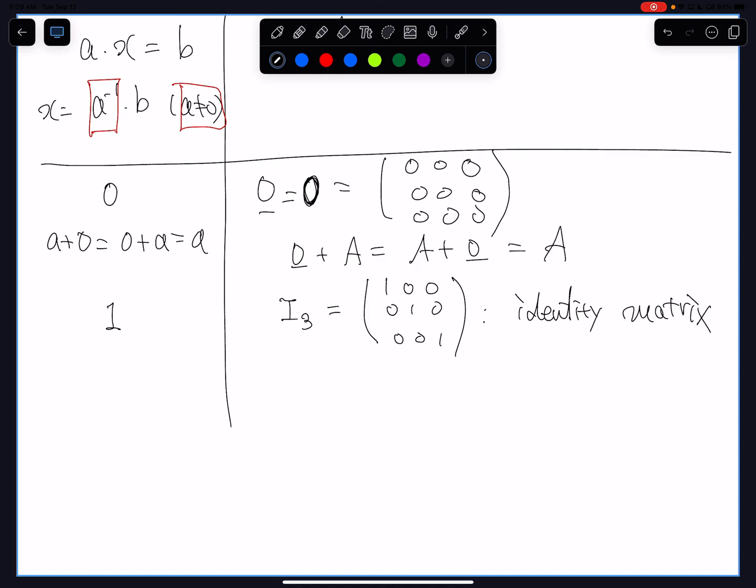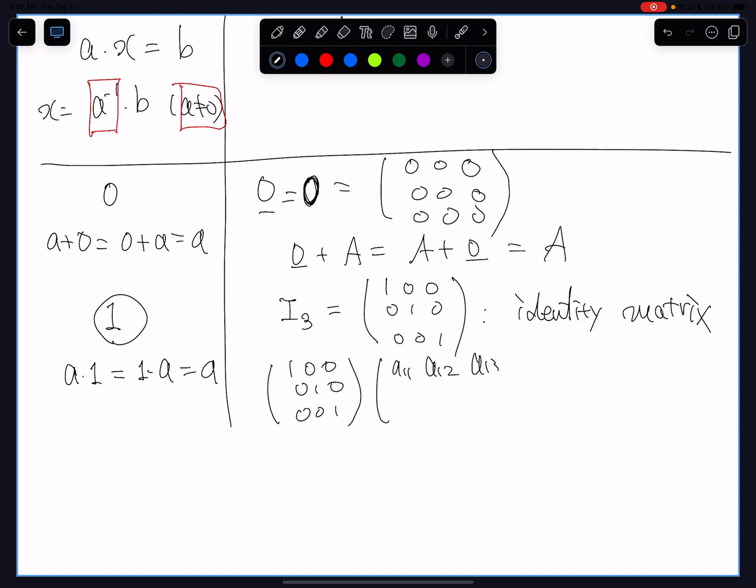What's the characteristic of 1 in the real number system? You multiply 1 by a certain number, or multiply the other way around, and it gives you a, right? The same thing is going to happen here. You multiply it by a matrix, and it's going to spit out the same matrix. So we can check it.